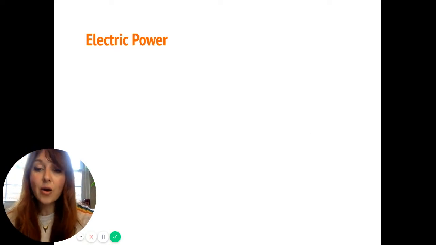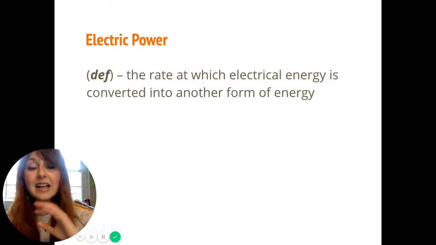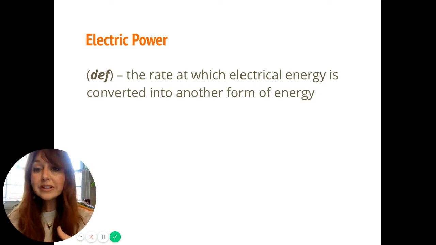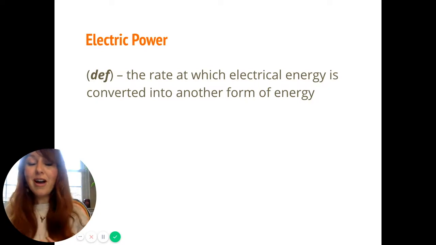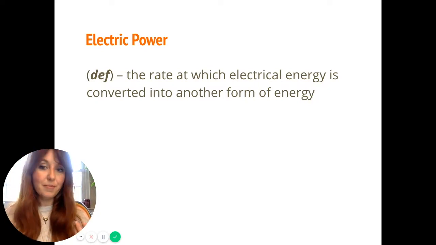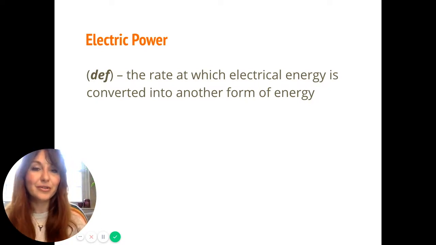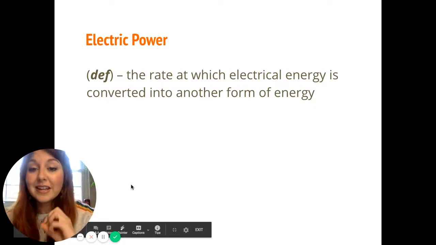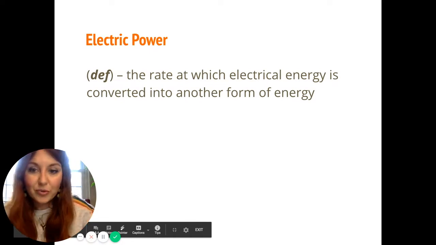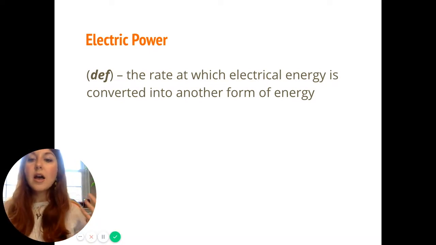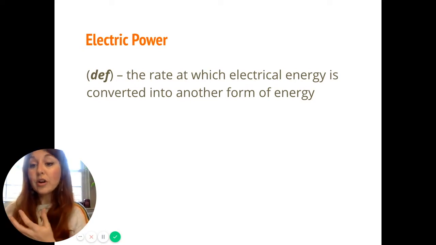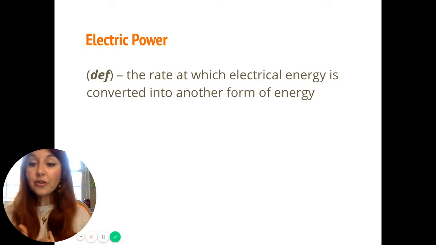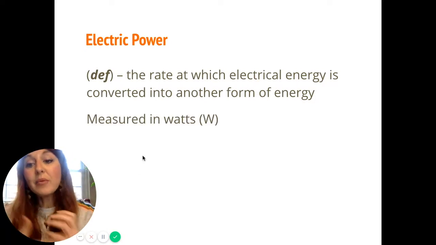All right, electric power, really broadly defined as the rate at which electrical energy is converted into another form of energy. In more simple terms, we are drawing electricity from power companies, right? Most of us probably have Pico, and that electricity is actually converted into something usable for us, like a light bulb or a toaster oven. So we're converting electrical energy into light energy or thermal energy, and we measure it in watts.